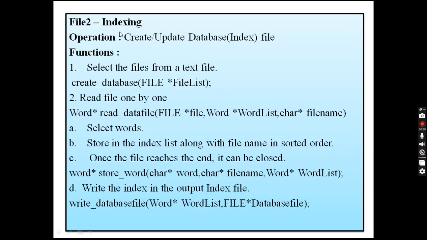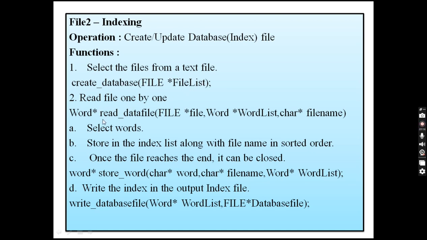Next we will see file 2, indexing. So the operation here is to create or update the database. Next we will see the function. Select the files from a text file. The list of the files can be provided by storing all the file names in another file, the file list. So the names of the files which are to be documented are provided by this file. When a file is added or removed, the file list is changed accordingly. So read the file names and start indexing. So here we are going to use the function create_database(FILE *file_list).